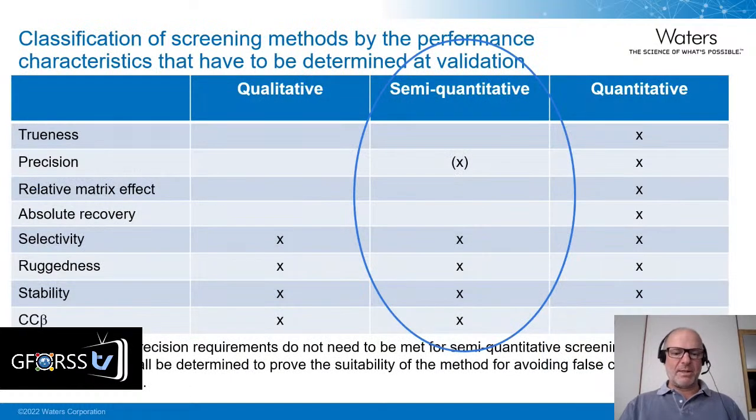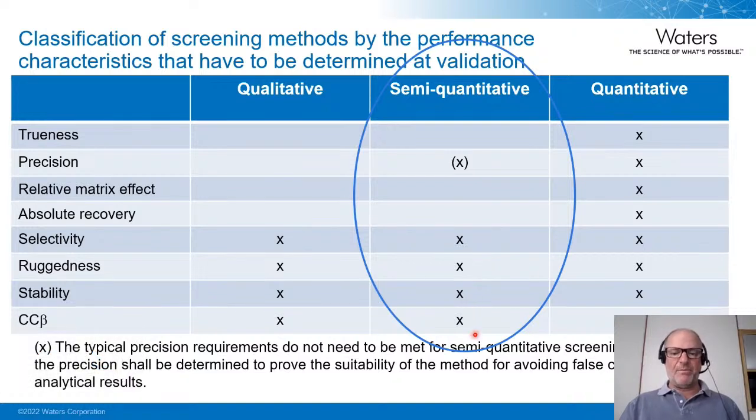When we look at the characteristics of screening methods that we need to check performance at validation, it's quite different to the confirmation analysis. There are fewer parameters that need to be checked. So we don't need to look at trueness, we don't need to look at matrix effect or recovery. We don't really need to look at precision, as you can see here, as long as we assess the false compliance rate. What we're looking at basically, whether it be a qualitative, semi-quantitative or quantitative test, is selectivity, ruggedness, stability, and then the CC beta value. And we're going to focus really for the rest of this presentation on what I'm going to call semi-quantitative screening.